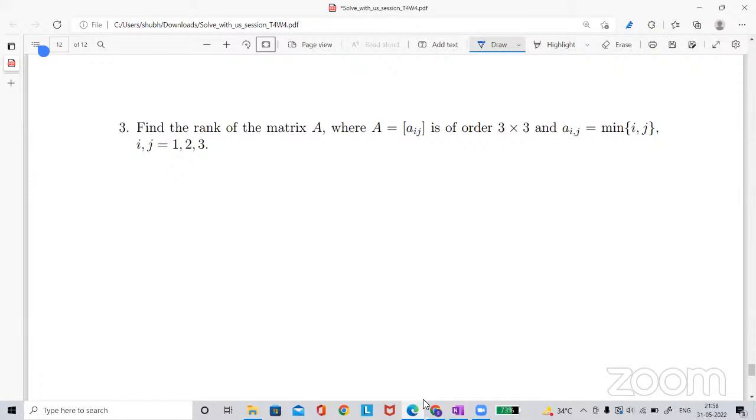I am totally confused. So use this equation. It is given A_ij equals min(i, j), where min means minimum.